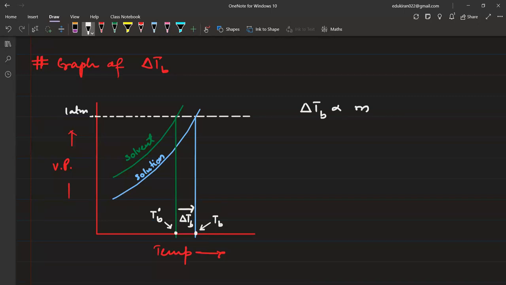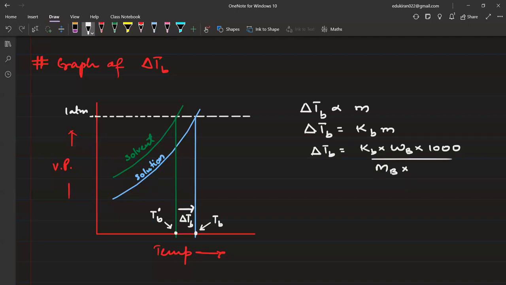Delta TB is directly proportional to m. And if I remove the proportionality sign, I will get delta TB equal to KB into m. Again, the same thing: delta TB will be equal to molality, and if you remember the formula, it is KB into WB into 1000 divided by molar mass of the solute multiplied by the mass of solvent. This mass will be in grams because we have already multiplied by 1000. So this is the formula that we are going to use generally for numericals.